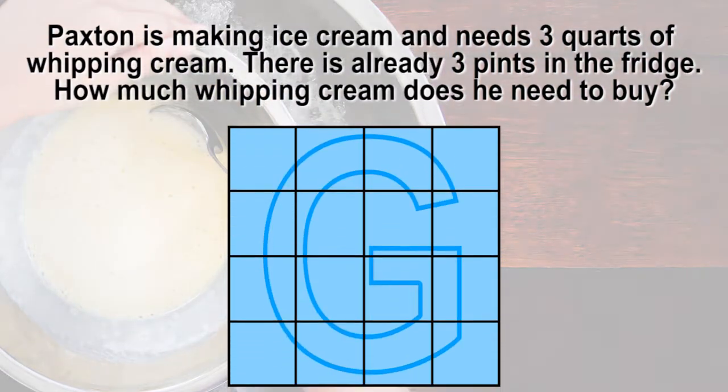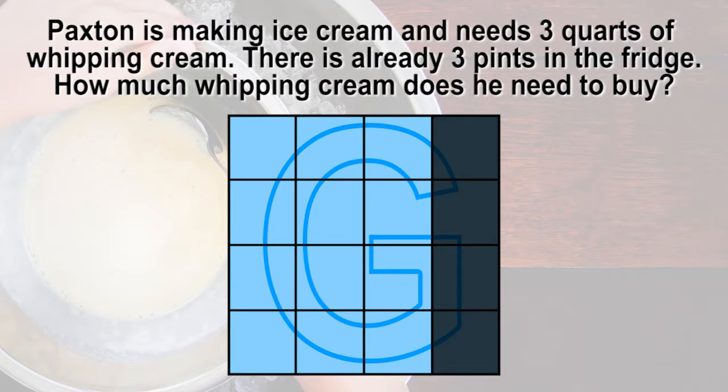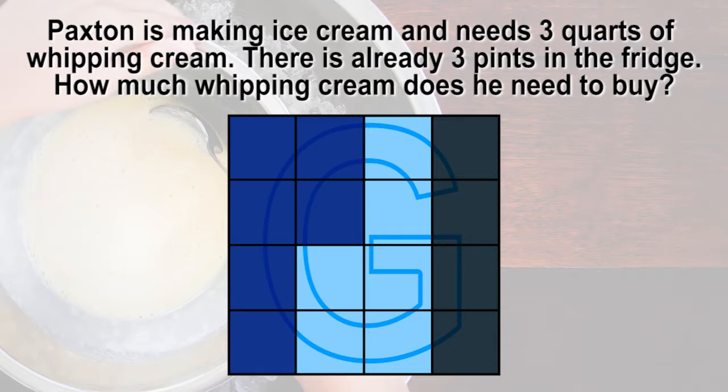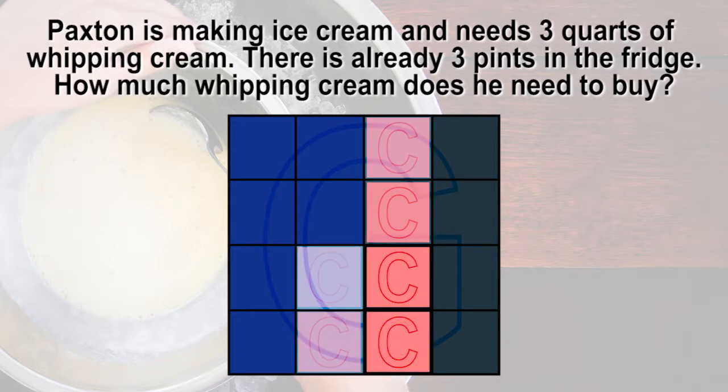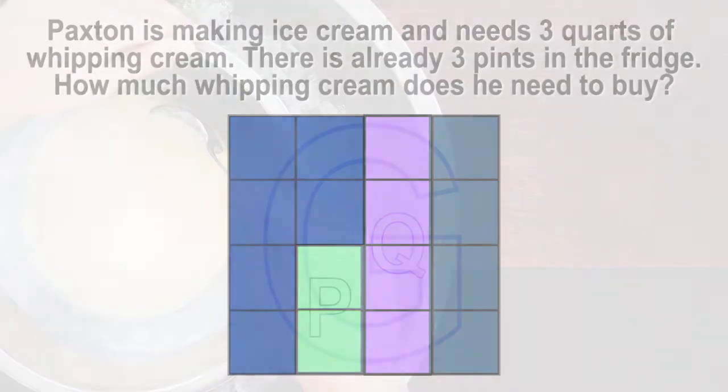Using the 4x4 array to represent 1 gallon, we can cross out vertically 1 quart, since we know he only needs 3 quarts. Paxton already has 3 pints. Knowing that 1 pint is equal to 2 cups, we can highlight the amount of whipping cream he already has. How much whipping cream does Paxton need to buy? It looks like Paxton still needs to buy 6 cups, or 3 pints, or 1 quart and 1 pint. Using the visual 4x4 model is a quick way to add and subtract standard capacity amounts for students.